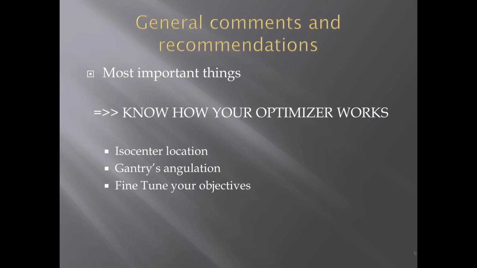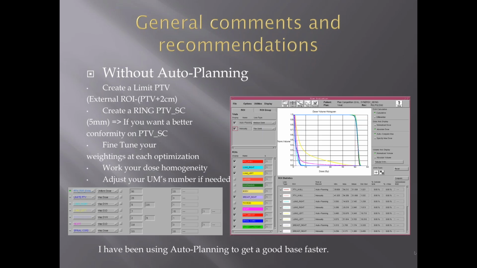I tried to make this plan without auto planning, and I have similar results. I did this plan only with 2 virtual structures, the limit PTV that I explained to you before, and a ring PTV of 5 millimeters on the supraclavicular structure to have a good conformity in the PTV supraclavicular. And after that, you have to fine-tune your weightings and your objectives.